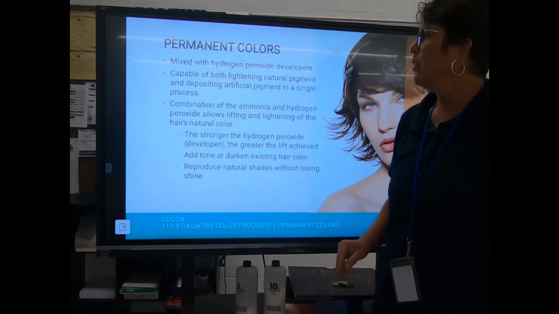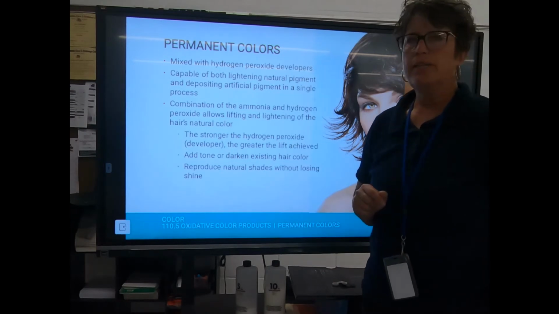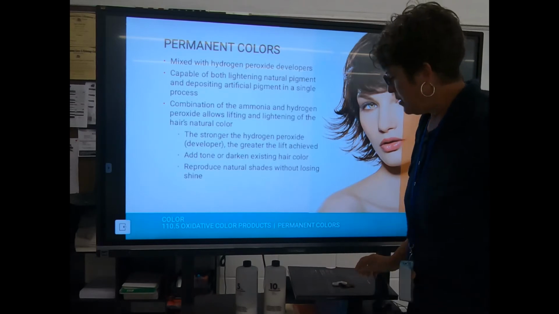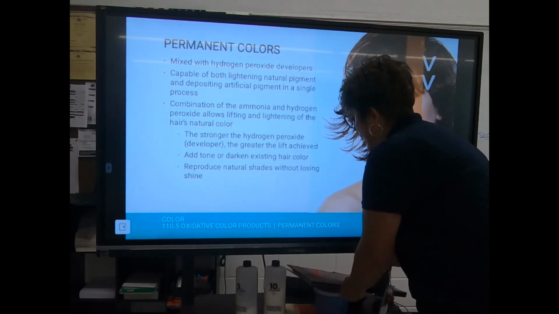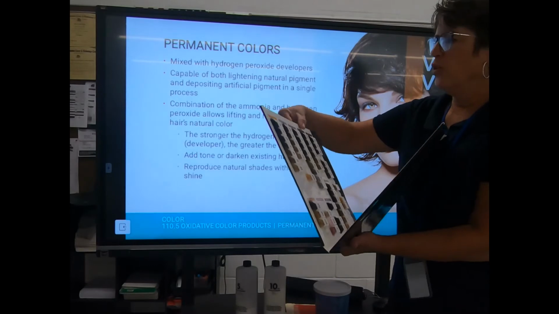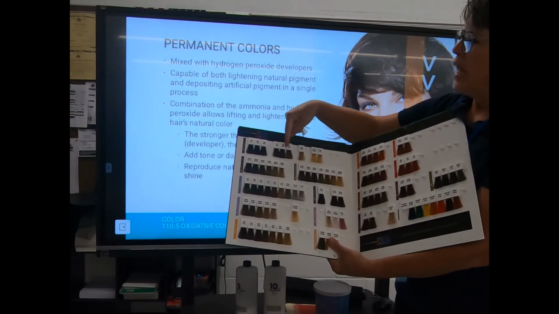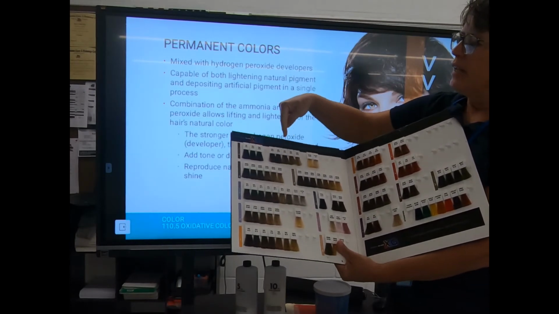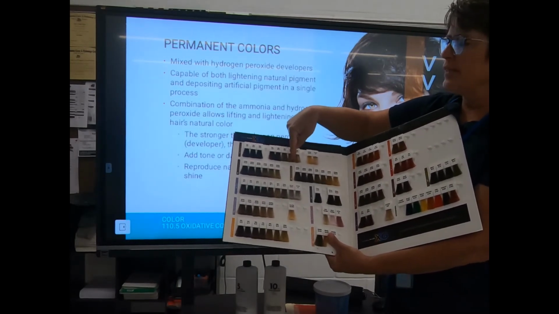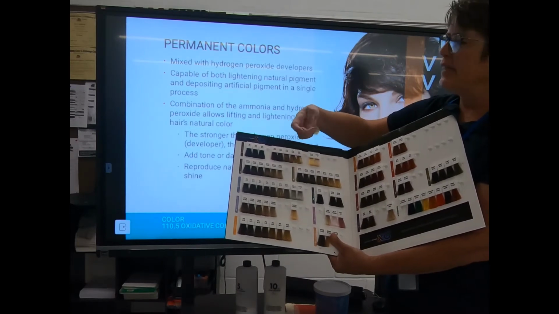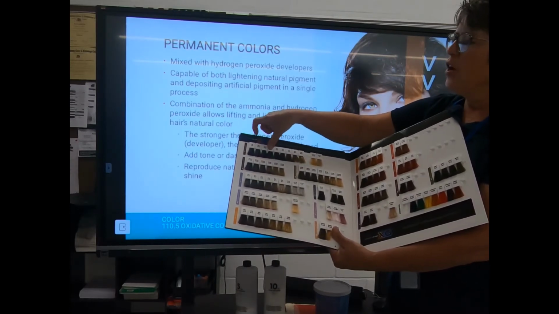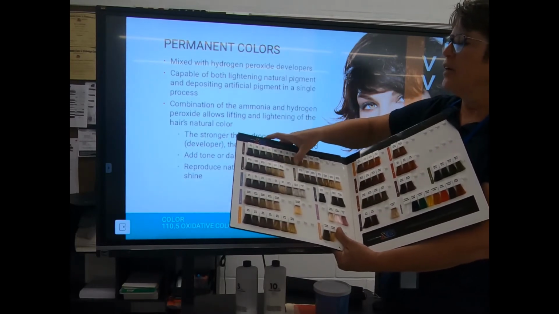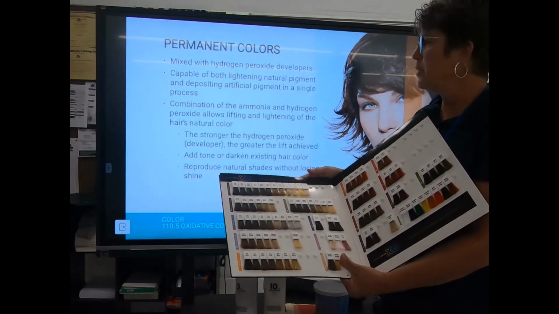Okay, now permanent color. Mixed with hydrogen peroxide developers, you can lighten and deposit in a single process. So in other words, if I am a level 6 and I would like to be a level 8, I can lift 2 levels plus add this tone that's in this color. So I'm adding the tone. Remember, there's not a ton of pigment in there because it's a lighter color. So I'm lightening and I'm depositing color.